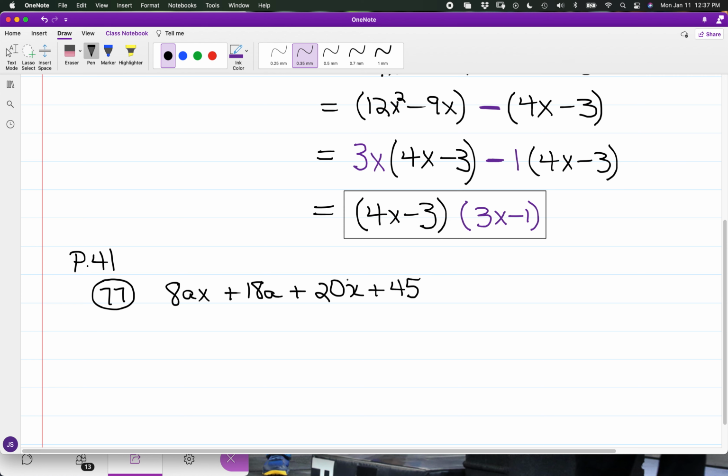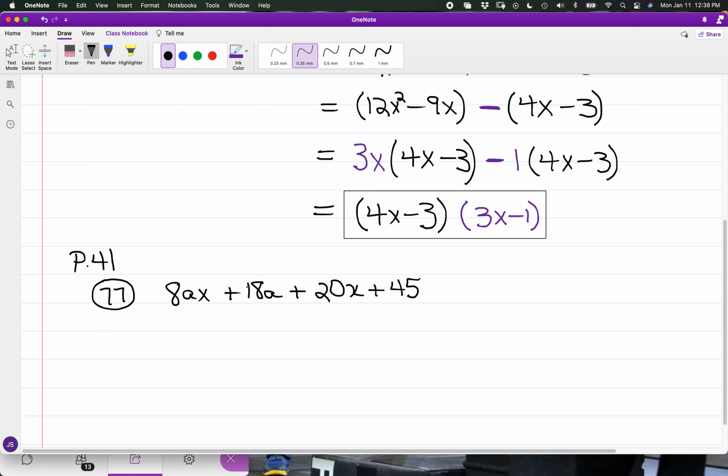45 to 20 is also a 9 to 4 ratio. And if I had something like 8ax plus 18a plus 20x plus, let's say, 43, I would not be able to do factor by grouping and operate in line with what we have been looking at.